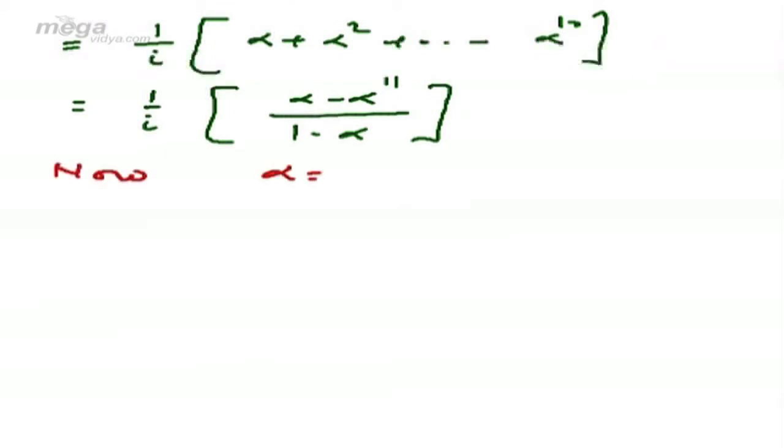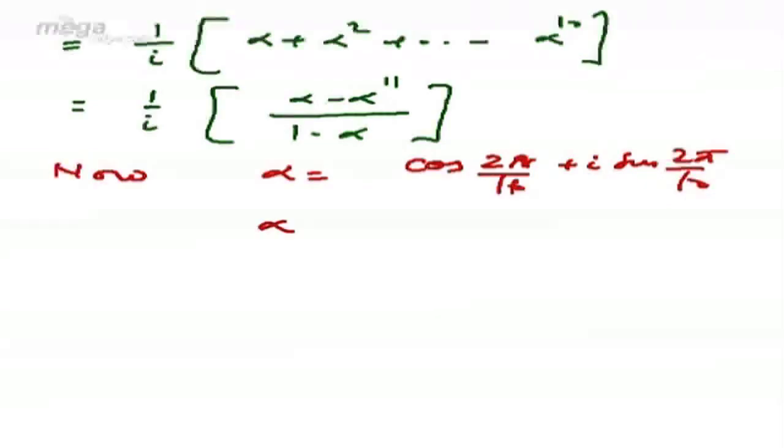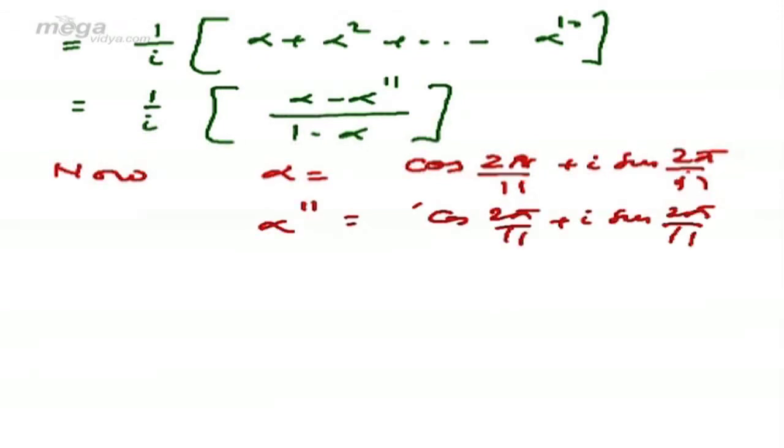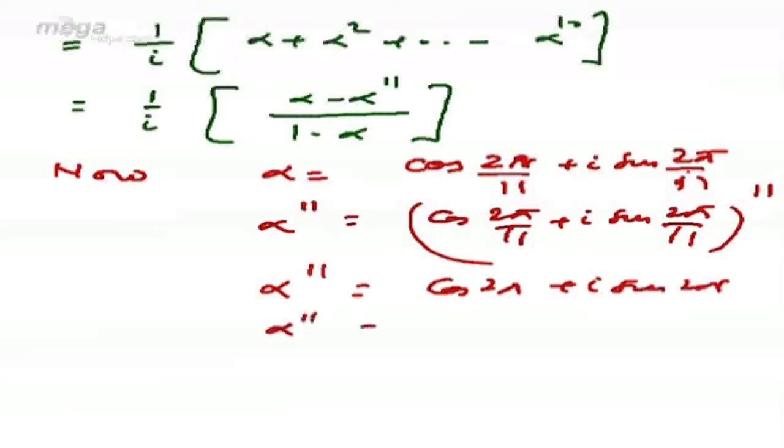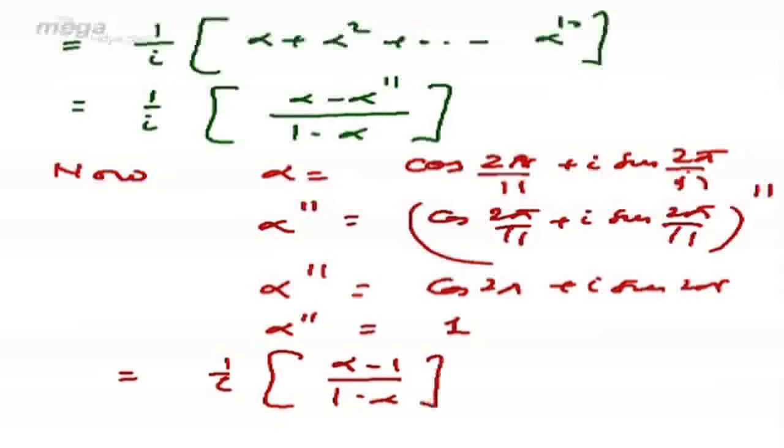Now alpha is equal to cos 2 pi by 11 plus i sin 2 pi by 11, so alpha to the power 11 will become cos 2 pi plus i sin 2 pi. So alpha to the power 11 will become 1. So the value of the inner bracket comes out to be 1 by i into alpha minus 1 divided by 1 minus alpha. So it will become minus 1 by i. So it will become i.